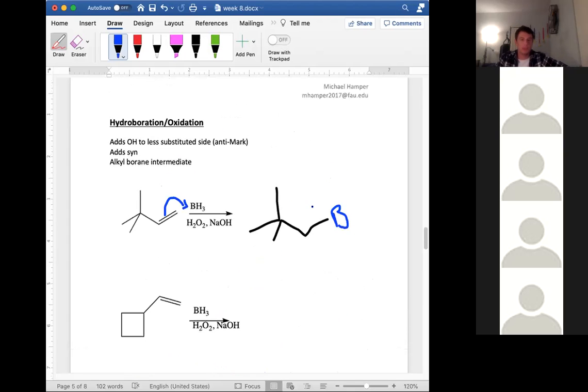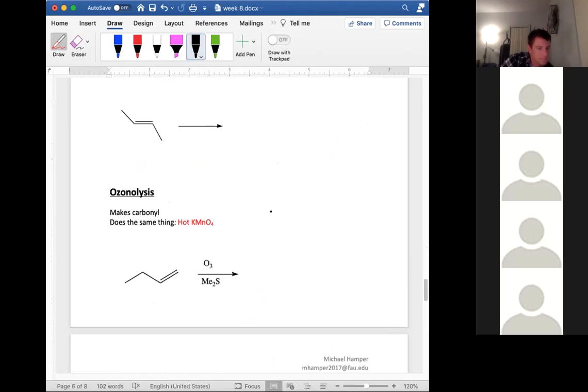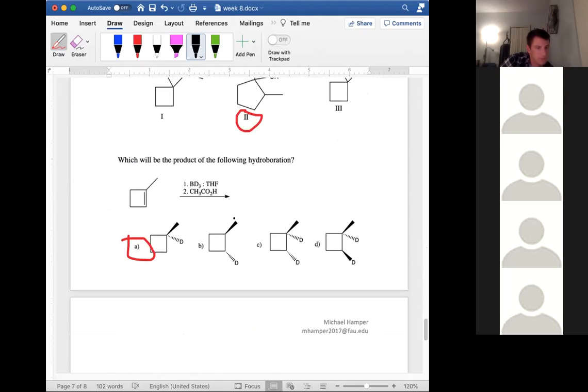So once that B is replaced, that is our product. If you have hydroboration with something like acetic acid, that OH will not stay. It will just be stripped away. And an example of this is here. Unfortunately, I just showed the answer.